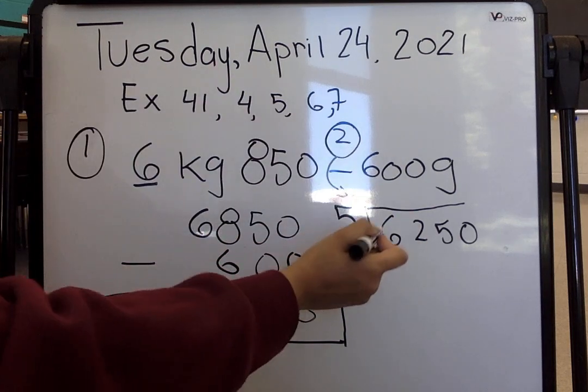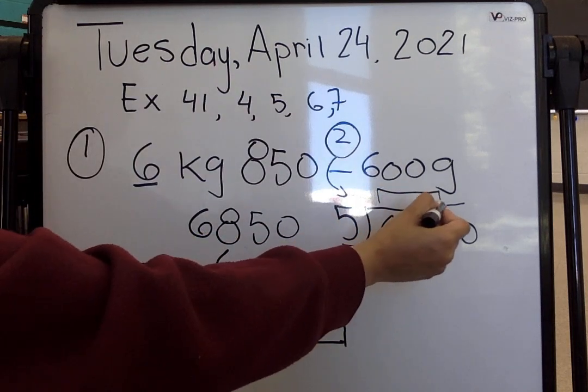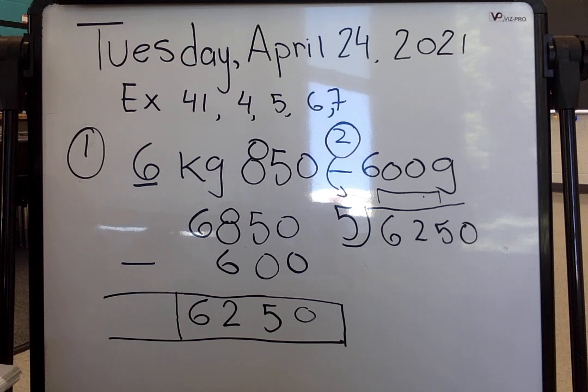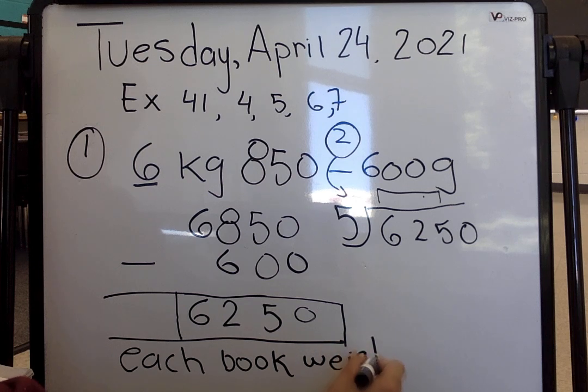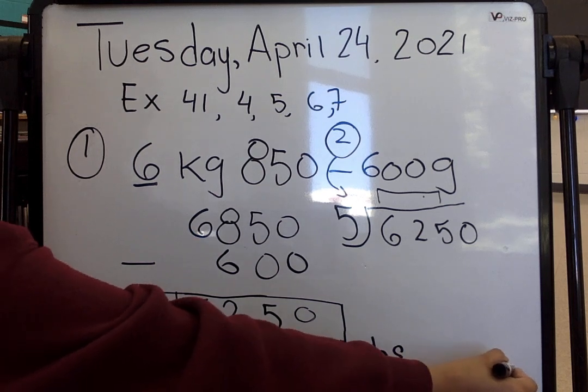Once you find out the quotient, that will be your answer, and your answer will be incomplete without a sentence. So what is the sentence you're going to write? Each book weighs blank.